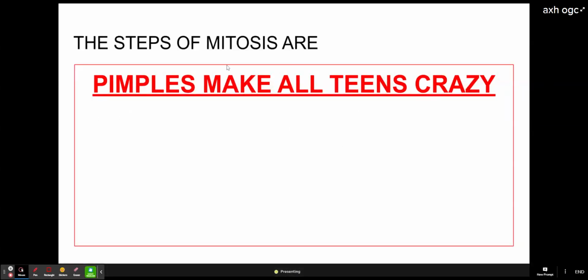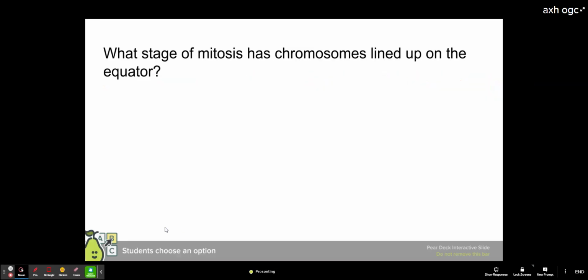So one way that I've come up with to help you remember the stages of mitosis as well as the order that they go in: pimples make all teens crazy. Prophase, metaphase, anaphase, telophase, and cytokinesis.